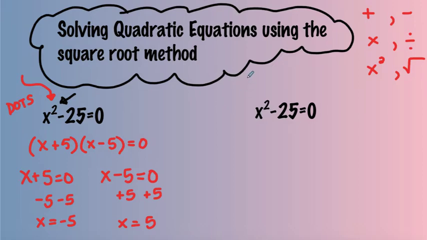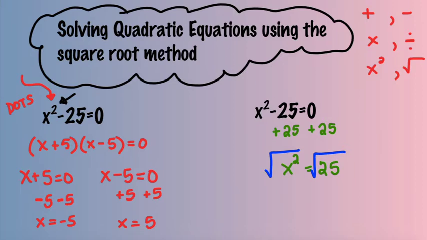So solving using the square root method would be a situation like this, x squared minus 25 equals 0. But instead of factoring it, you would add the 25 to the other side, isolating the perfect square, okay? So isolating the perfect square. So now we have a perfect square equaling 25. Now I can take the square root of both sides.